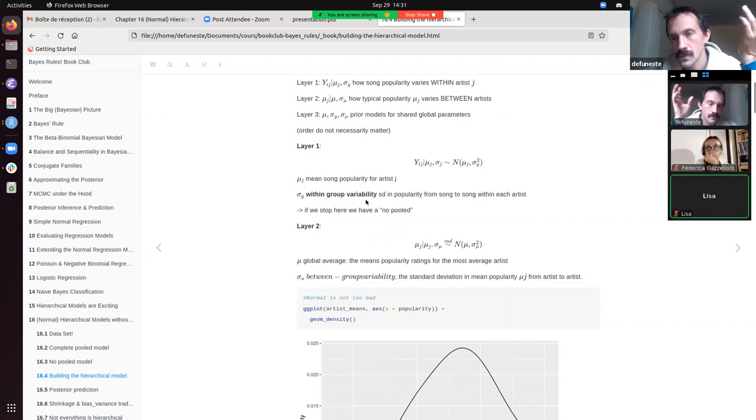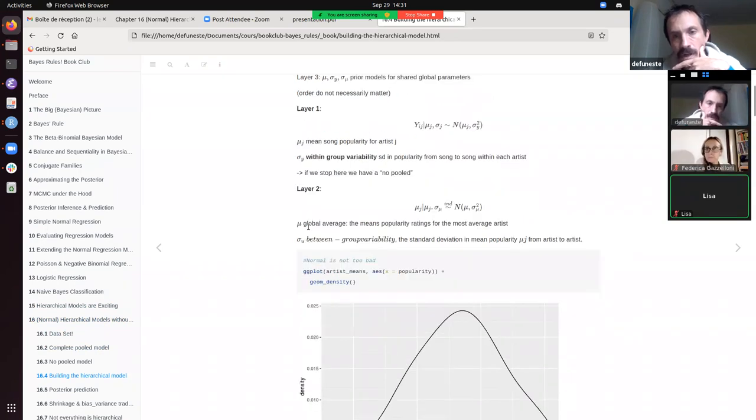This is within, so this is another important term, like within group and between group. Here we are inside an artist and we are calculating the complete pooled model. So if we stop here, we just, no pool, sorry, no pool. We are basically not taking into account the rest. So here is where we start building the hierarchy on layer 2. We are pulling the global average, the mean popularity rating for the most average artists, and we use it to get the mu g, the mean popularity of every artist.